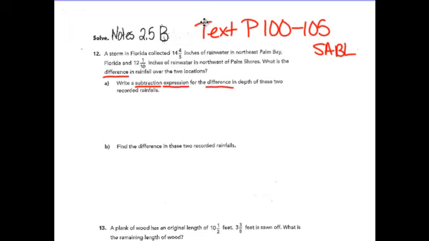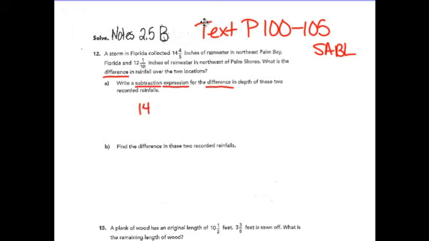Expression. Well, we remember that expressions do not have equal signs. They are not a full thought. They are not a mathematical sentence. They're a mathematical expression. So we're not going to put an equal sign. Write a subtraction expression for the difference in the depth of these two recorded rainfalls. Well, I'm going to be doing subtraction. So I have to make sure that the larger absolute value number comes first in my subtraction.